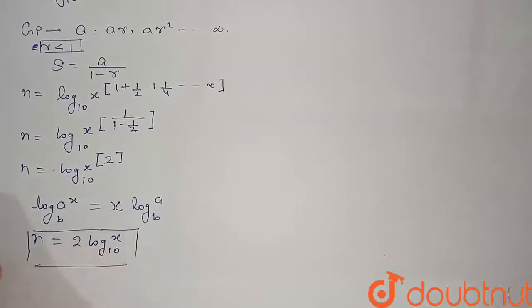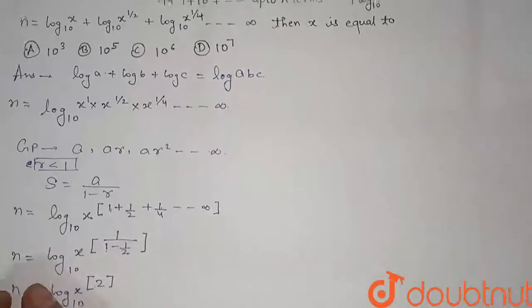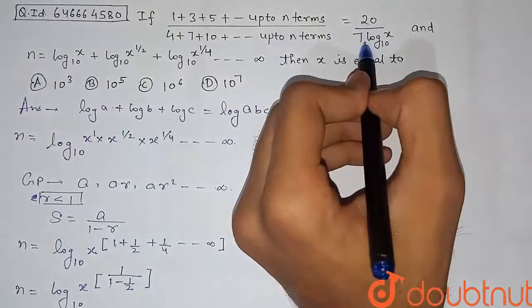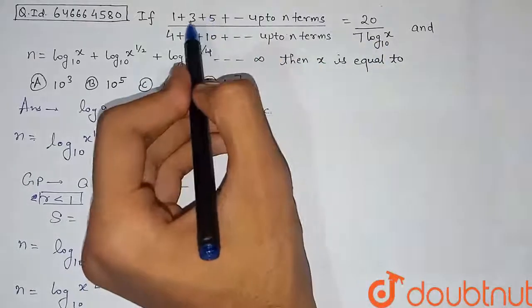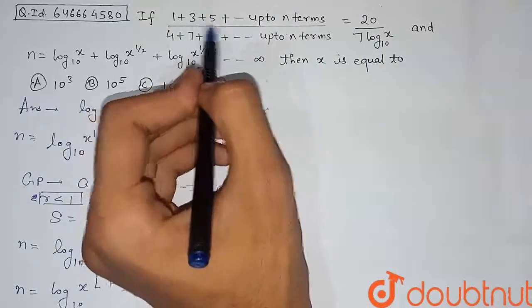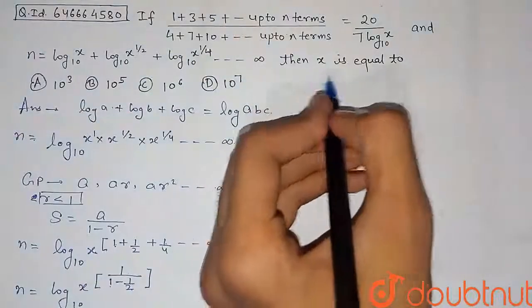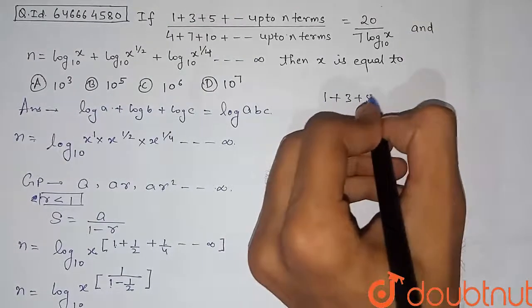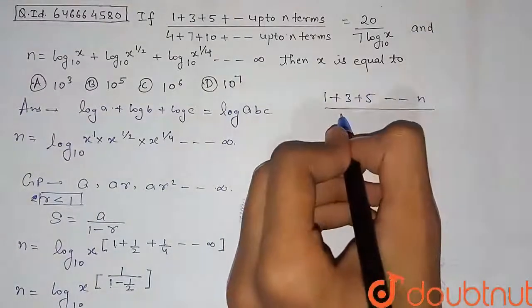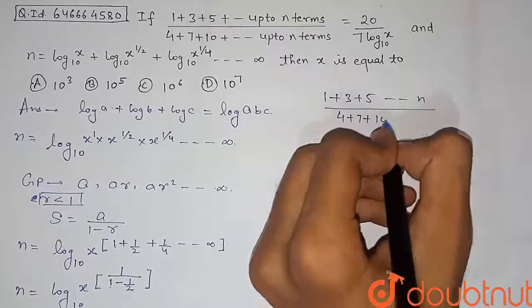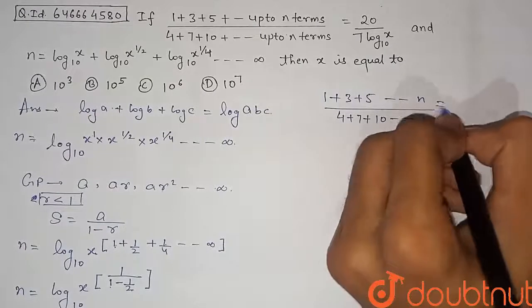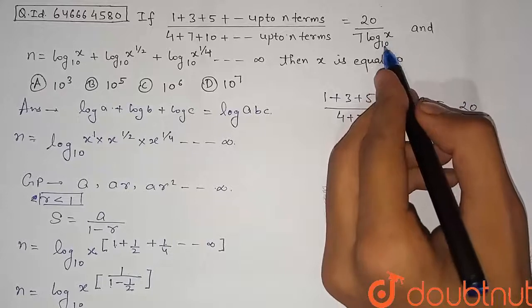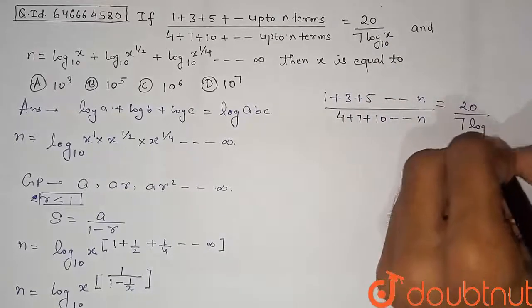Now we have to find the summation here. So here in the question it is given like this, that is this summation is given as 20 upon 7 log of x having a base 10. So here this is an arithmetic progression, so we can use the formula of arithmetic progression here. So we can write this ratio, that is 1 plus 3 plus 5 and up to n terms, and here this is 4 plus 7 plus 10, and here this is also up to n terms, and that is equal to 20 upon 7, and here this log of x having a base 10.